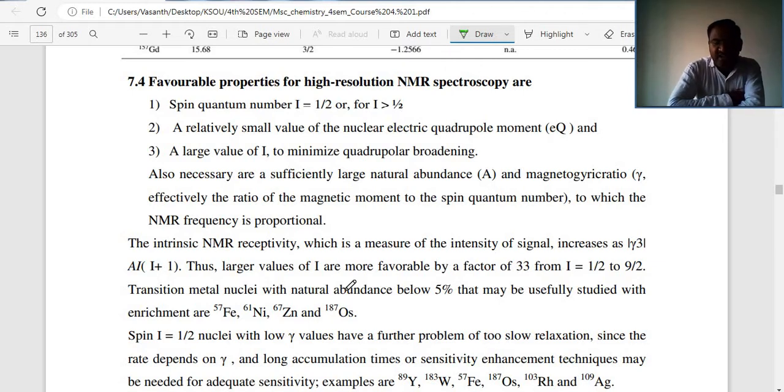Also necessary are a sufficiently large natural abundance and magnetogyric ratio. Effectively, the ratio of the magnetic moment to the spin quantum number is what the magnetogyric ratio is, to which the nuclear magnetic resonance frequency is proportional.